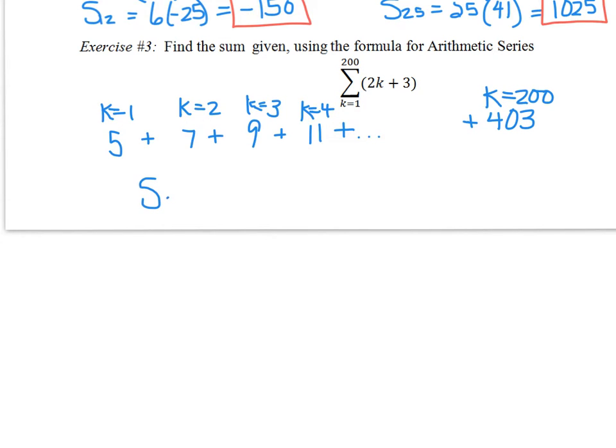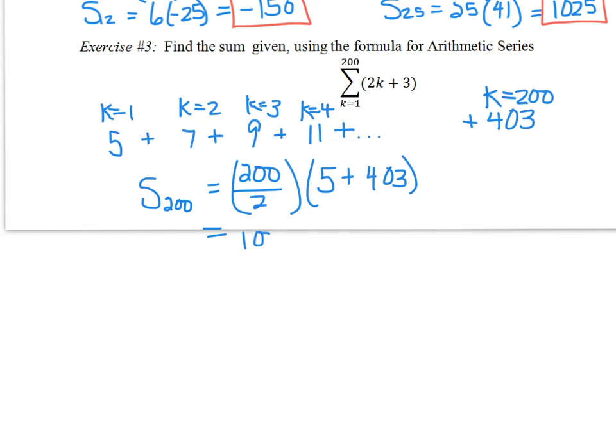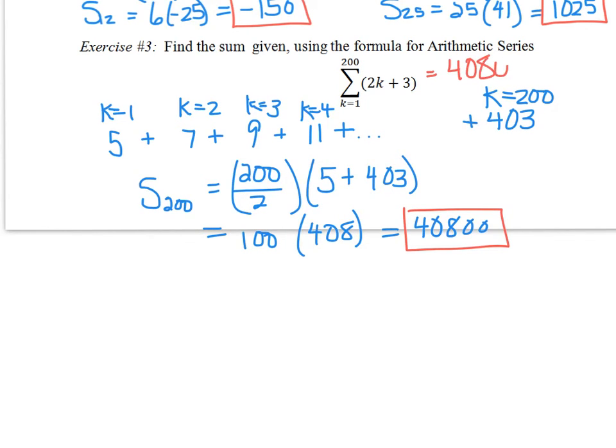So I'm taking the sum of 200 terms, and that's going to be equal to 200 divided by 2 multiplied by the first term 5 plus the last term 403. This is a nice easy one to do without my calculator. 100 times 408 is giving me an answer of 408 with 2 zeros on the end. So 40,800 would be that actual sum. So this sigma represents the answer 40,800.